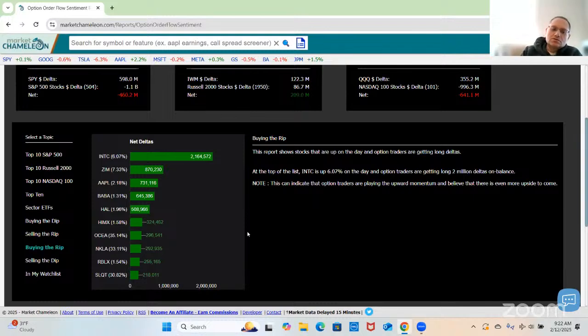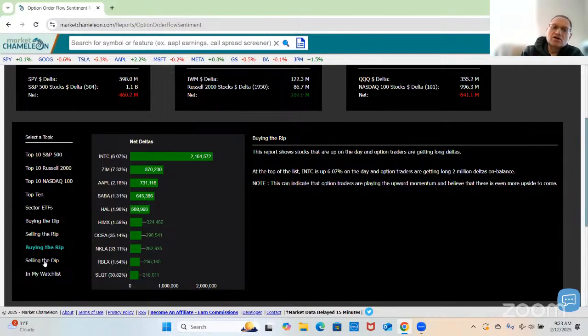Then you could have a case where the stock's going down and the option order flow is moving in that same direction, right? That they think that direction can continue, and they're either buying protection or conveying that they think there's more room to go down. So that would be continue selling the dip.